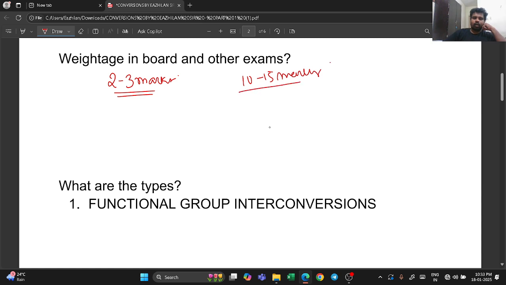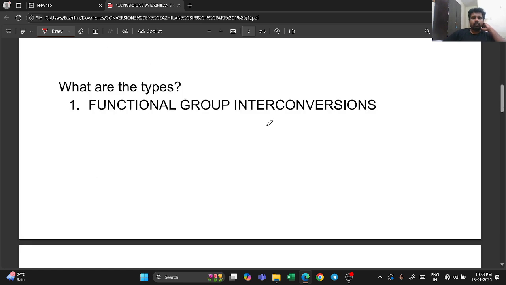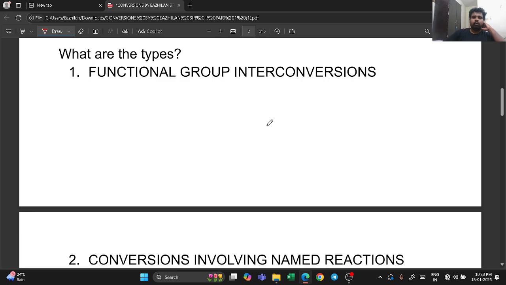In your competitive exams, like in other entrance exams also, you can see the conversions, though they may not be directly asking you, but it may be asked in a disguised manner. Like they might be asking you to predict the reagents or byproducts or intermediates or whatever it is. So next question: what are the types of conversions available in the NCERT level for 12th standard students.